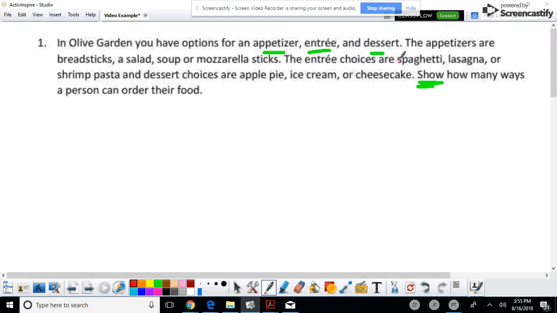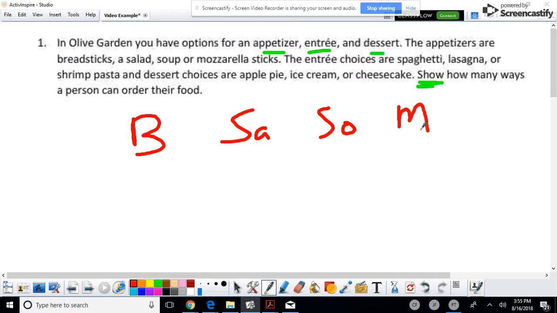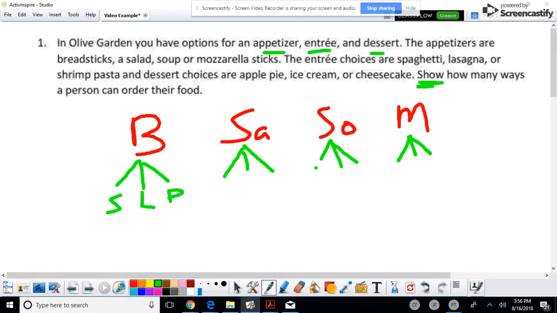So this is also pretty simple, but it can get tricky. So let's try it. Let's start with our appetizers. First category is appetizers. So what do we have for appetizers? We've got breadsticks, we've got salad, we've got soup, and we've got mozzarella sticks. I'm going to shorten this. I'm not going to write all of this out. Entree choices are spaghetti, lasagna, and shrimp pasta. So each appetizer gets three legs that represent the entree. So what are the entree choices? Spaghetti, lasagna, and pasta. So this is going to go all the way across.